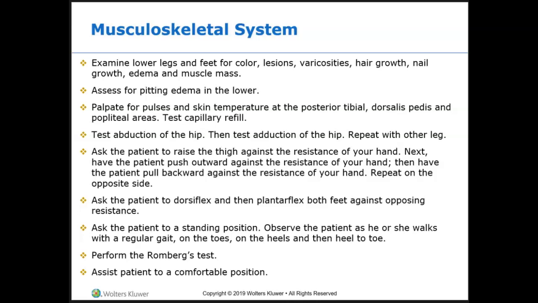Ask the patient to do a standing position. Observe the patient as he or she walks with a regular gait, on the toes, on the heels, or is it on the heel then the toe? Like, how do they walk?